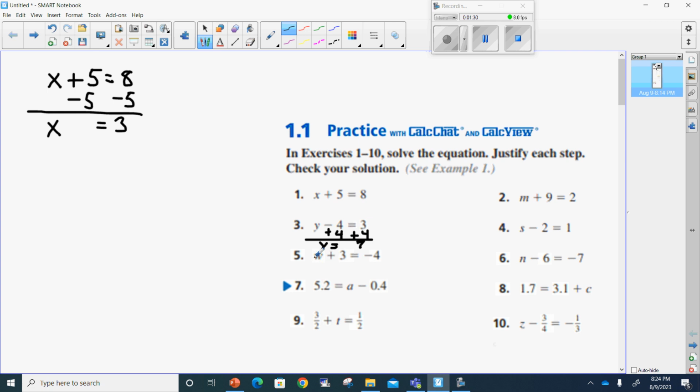All right, let's go to the next one, number 5. w plus 3 equals negative 4. Again, to get w by itself, I isolate it by using the inverse operation. The opposite of positive 3 is negative 3. Whatever I do to one side, I do to the other. That gives me negative 3 plus negative 4, and that's going to give me negative 7.